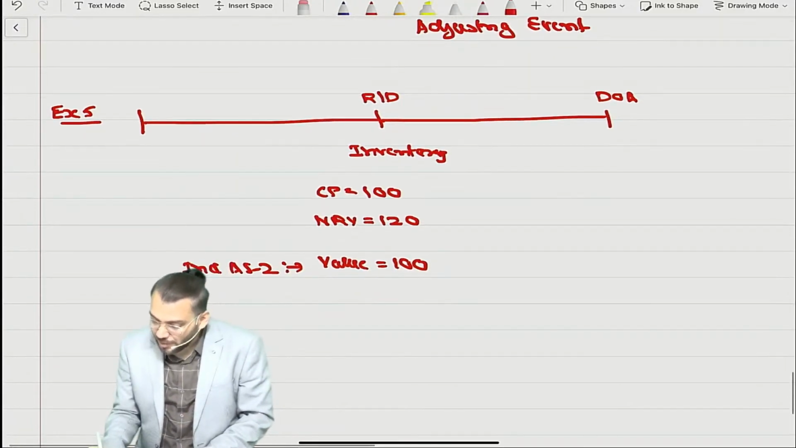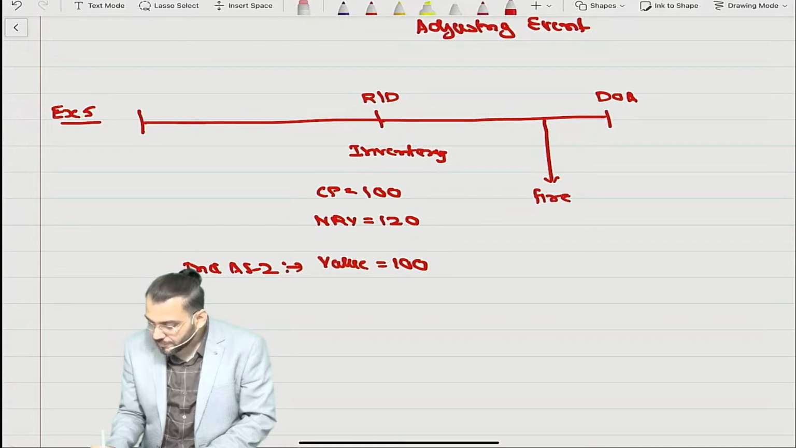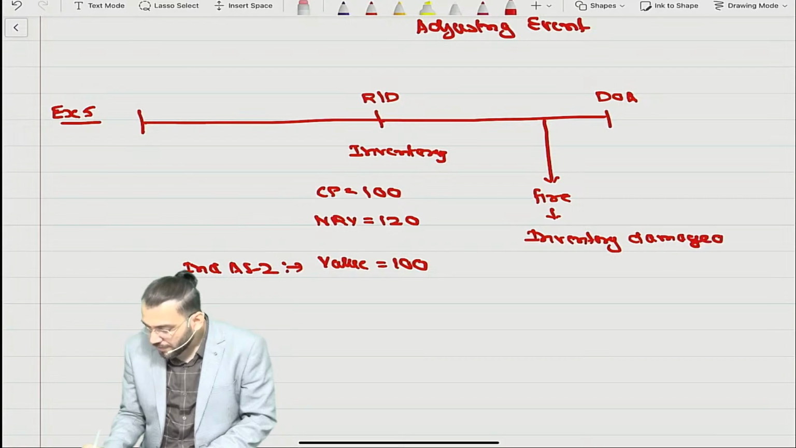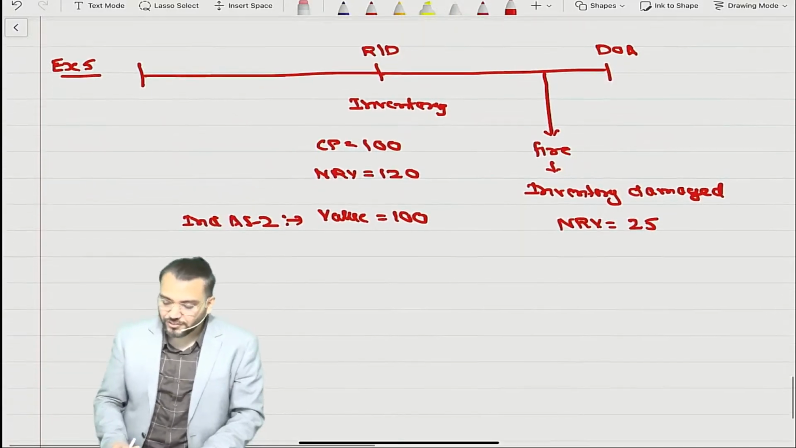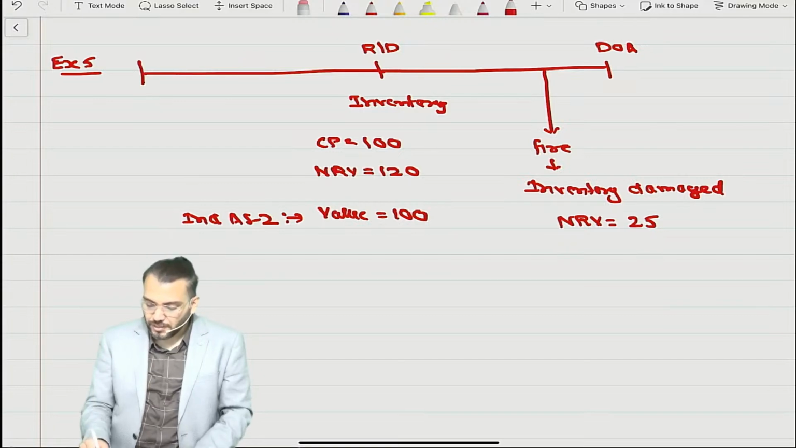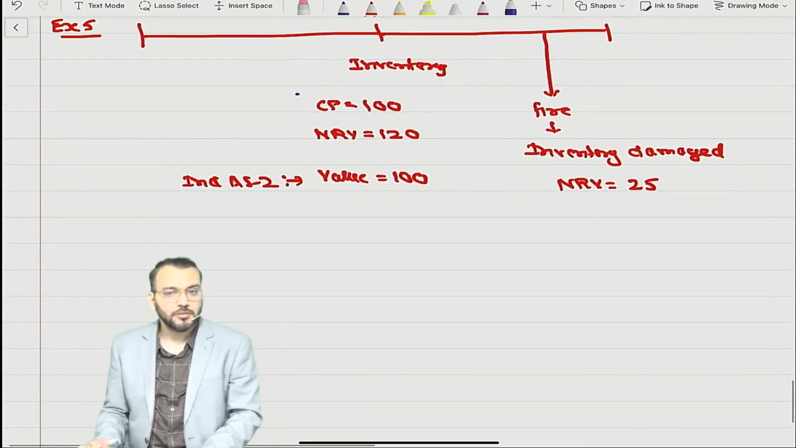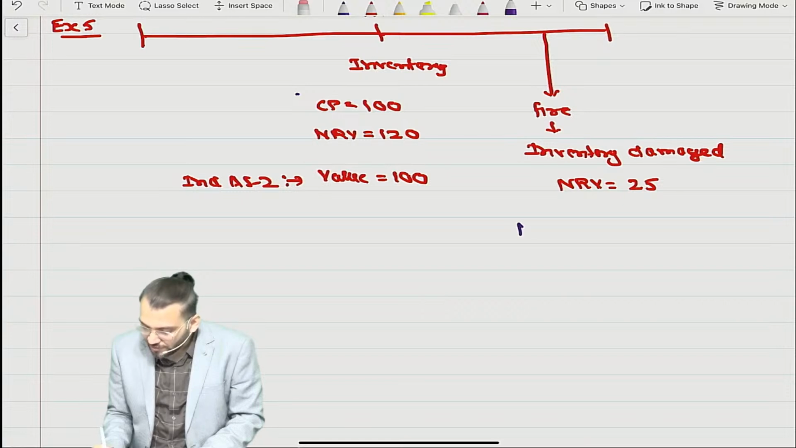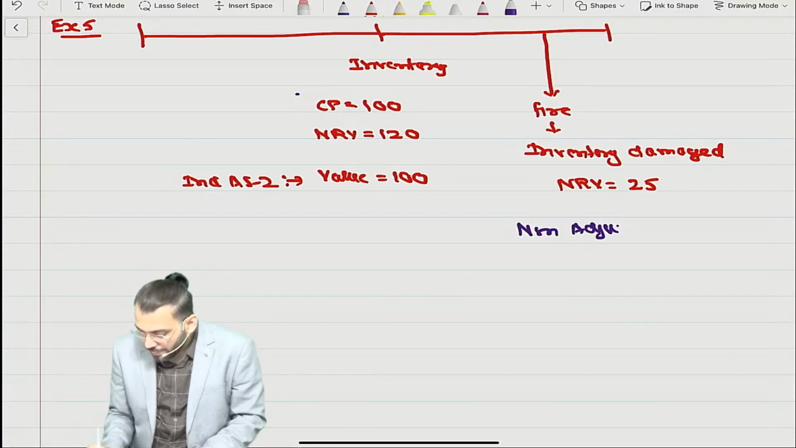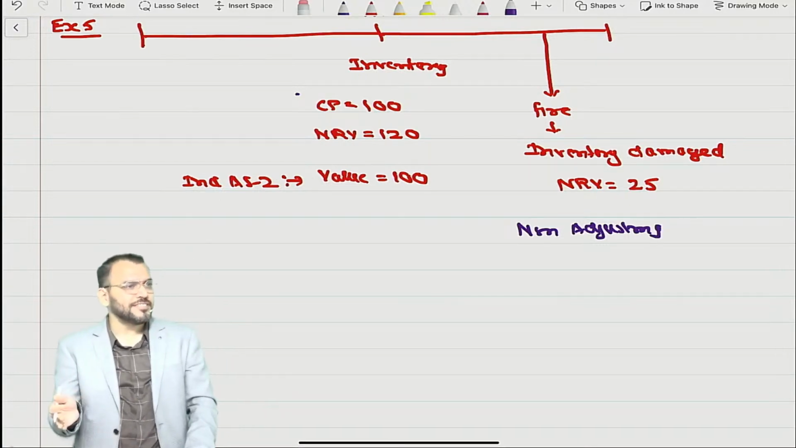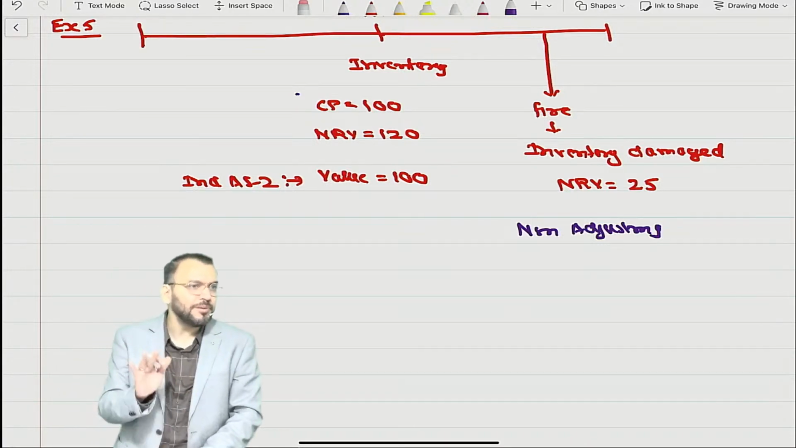Now what happened? Before approval of the financial statements, a fire occurred, inventory was damaged, and NRV now became 25. Adjusting or non-adjusting? Non-adjusting. Why? Understood the point. This relates to a condition which arises after the balance sheet date, therefore it is non-adjusting. However, if the amount of loss is material, then disclosure should be given.